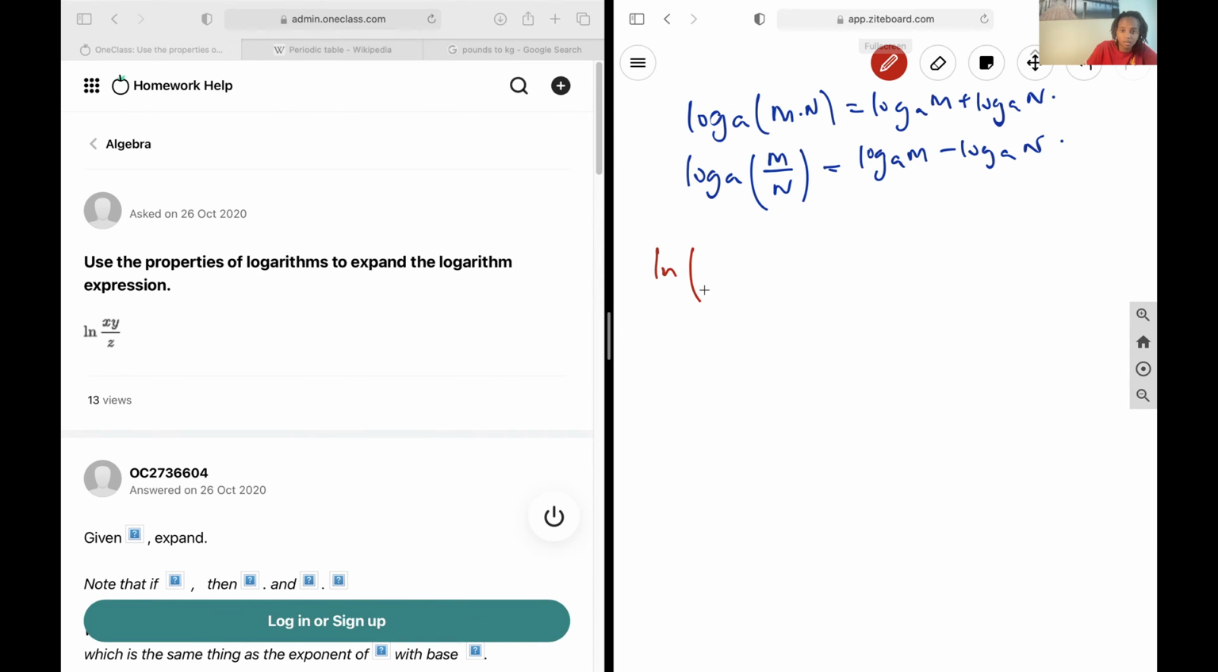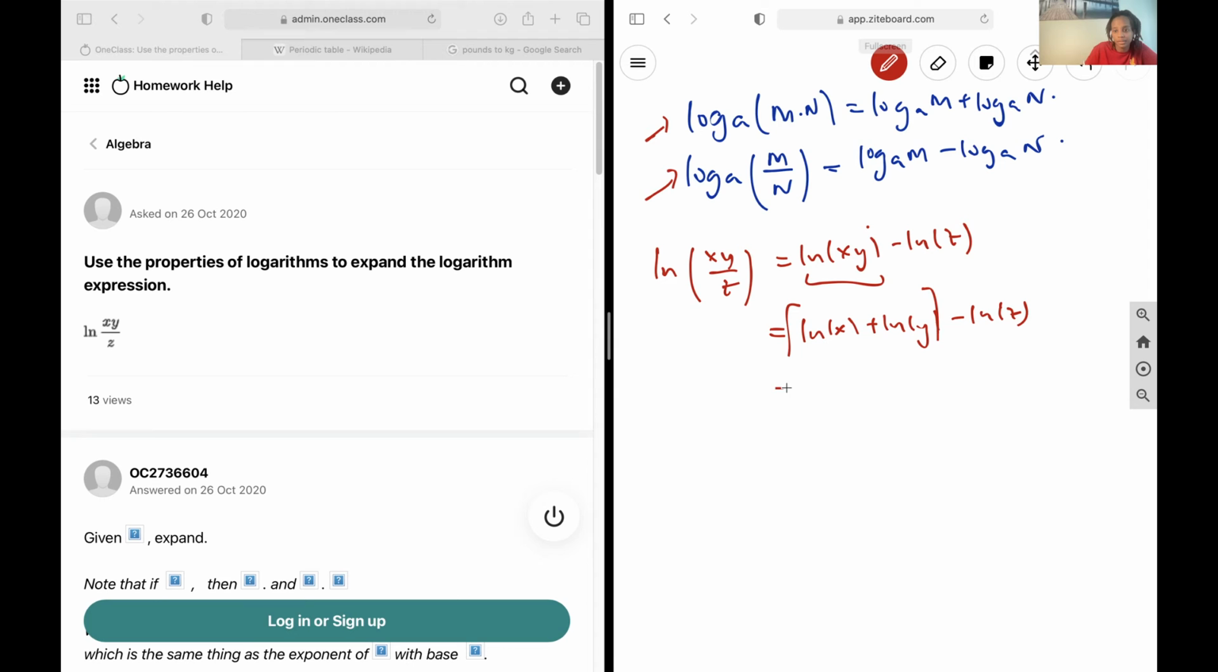So now we will begin, and we'll be taking ln of xy over z. First, we're going to apply this one to bring the z out, so it can become ln of xy minus ln z. Next up, we're going to use this one to separate this. So it becomes ln x plus ln y, all minus ln z. You can have these in brackets, but eventually it has no effect. It just becomes ln x plus ln y minus ln z. And that's it.